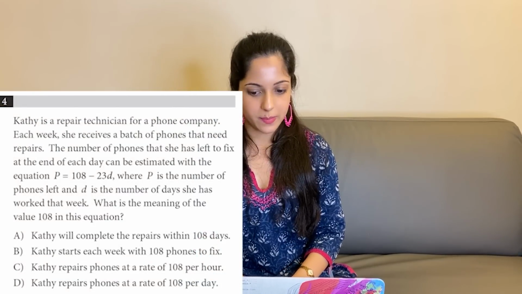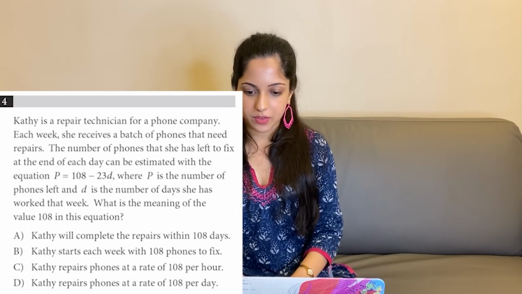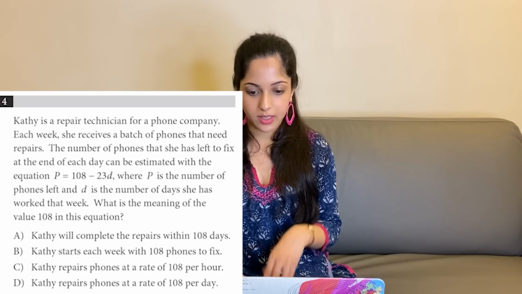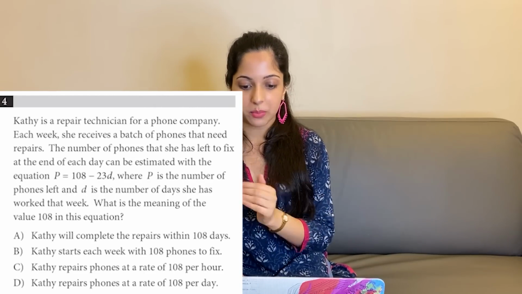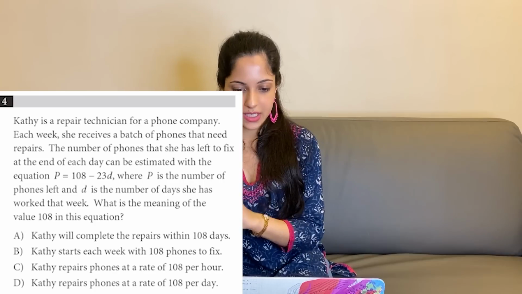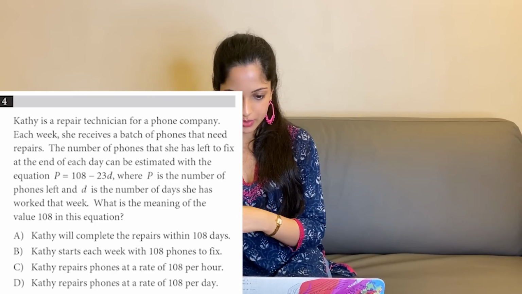Each week, she receives a batch of phones that need repairs. The number of phones that she has left to fix at the end of each day can be estimated with the equation P equals 108 minus 23D, where P is the number of phones left and D is the number of days she has worked that week. What is the meaning of the value 108 in this equation?